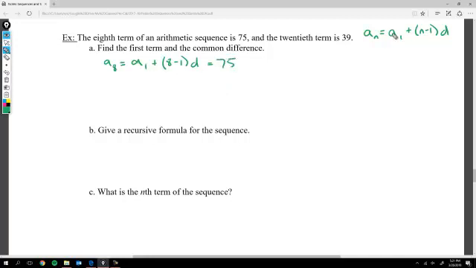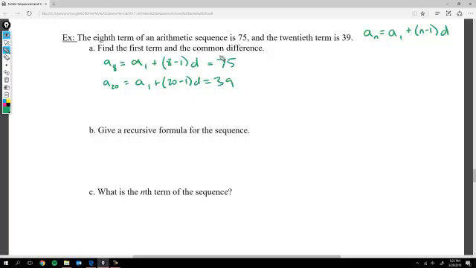All I did was take my general form of an arithmetic sequence and plug in 8, because they told me the 8th term is 75. I can do the same thing for the 20th term. So I know that a sub 20 is my first term plus 20 minus 1 times d, and I know that this is equal to 39.